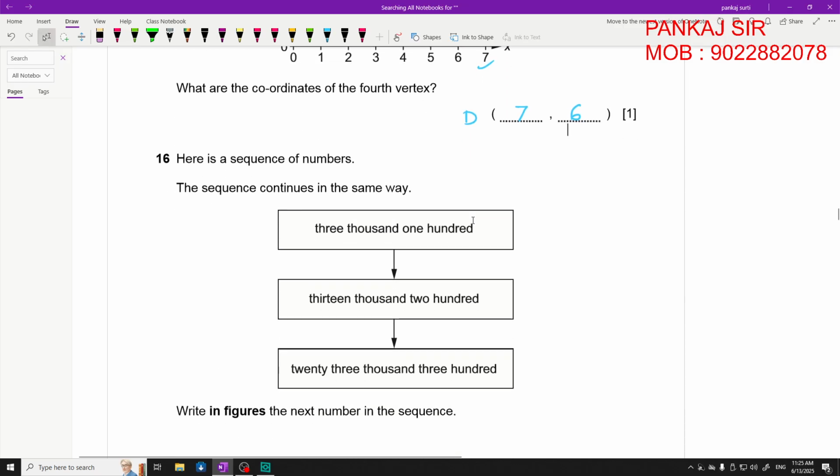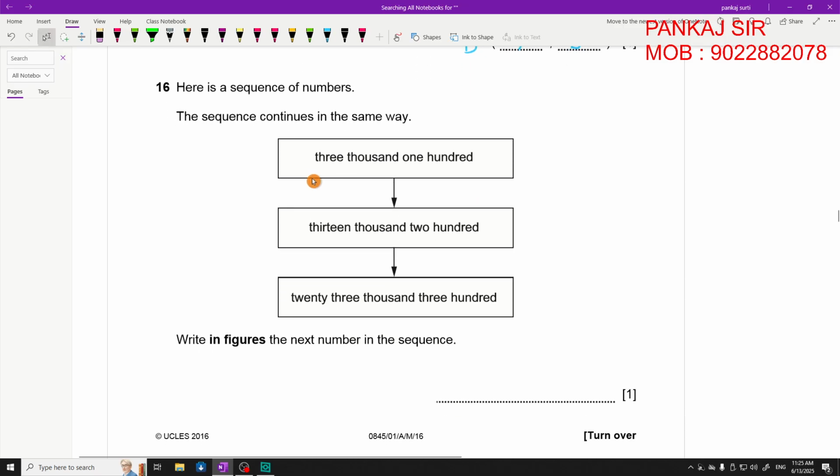Next question is, here is a sequence of numbers. The sequence continues in the same way. So the first term in the sequence is 3100. The second term is 13,200. Third term is 23,300. Now write in figures. Now in figures you will have to write the next number in the sequence. So let us divide each term into two parts. That is, I'll divide from here into hundreds and into thousands, right?